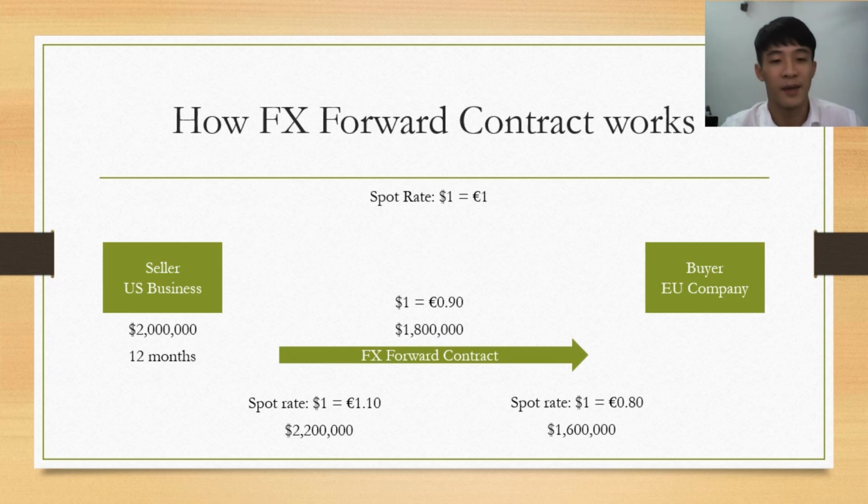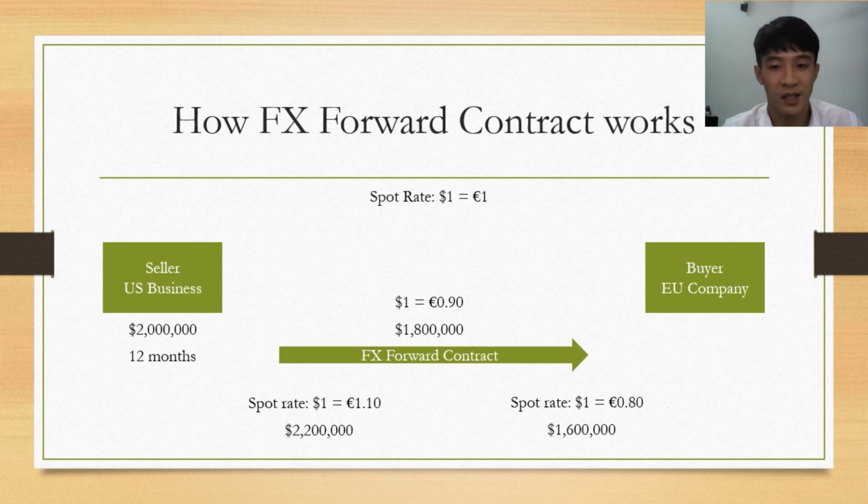So now, let me explain how FX forward contracts work. Let us assume that the spot rate is $1 US to €1. A business in the US, which is a seller, plans to sell 2 million euros worth of products to a European company and receive the revenue in 12 months. The US business is concerned that the dollar may strengthen against the euro and reduce the value of its exports.